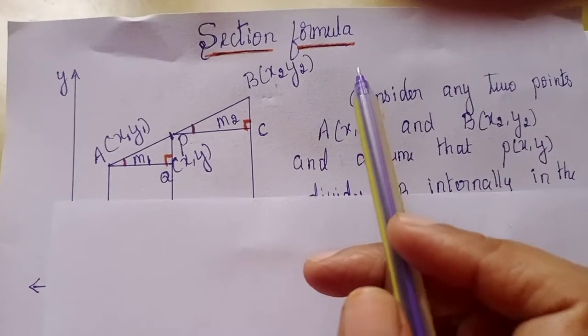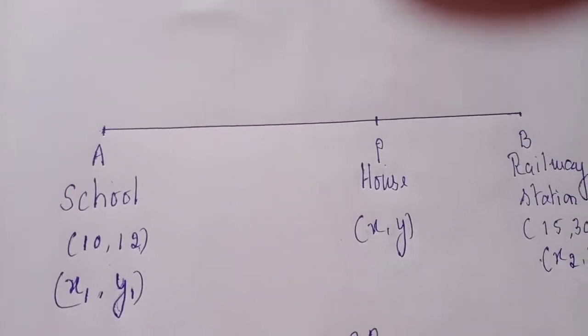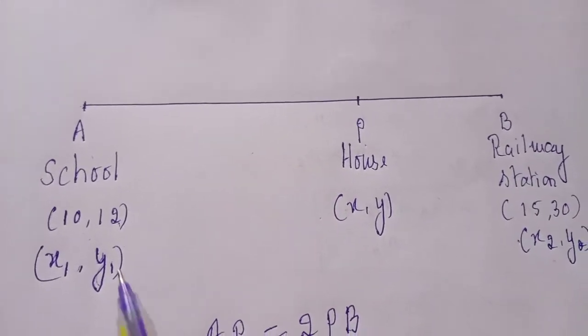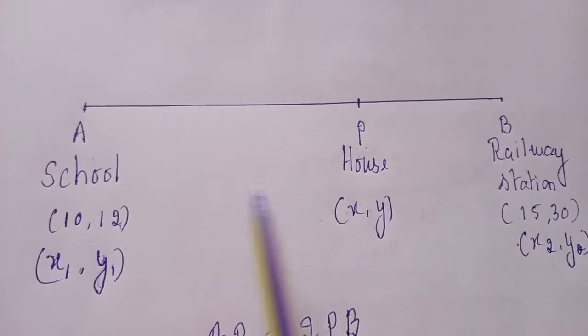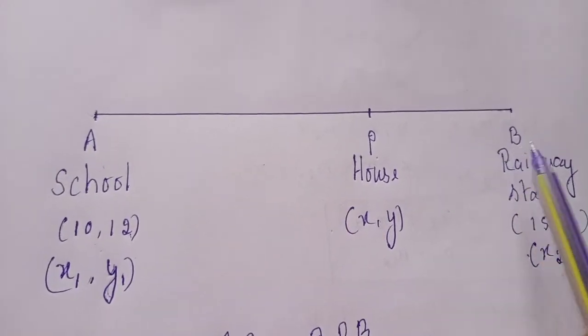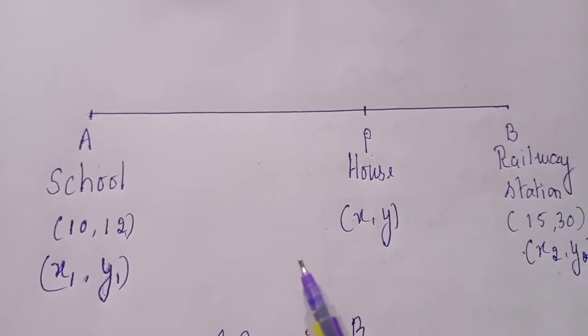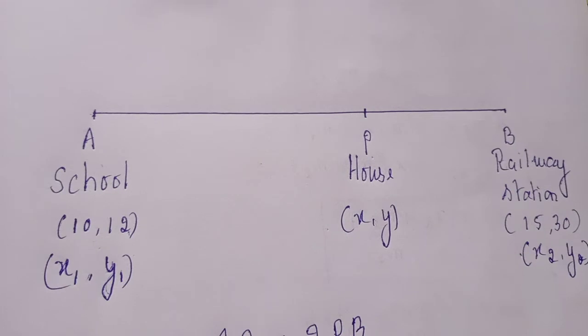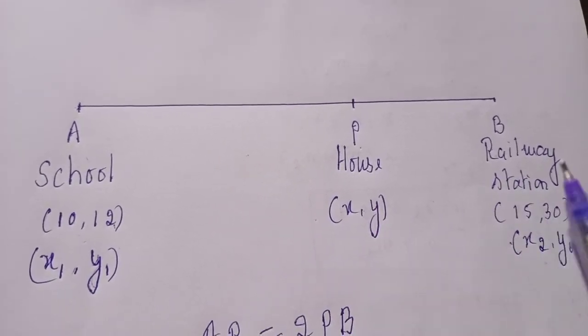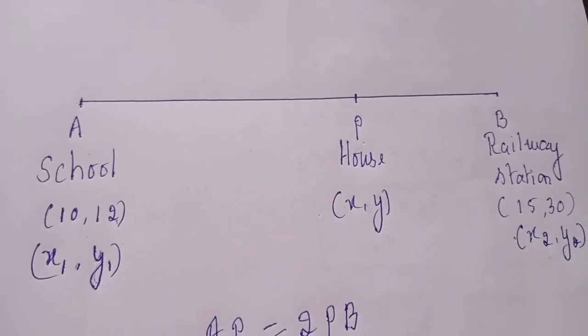Let me first explain what exactly the section formula means and why we use it, with one example. Here, let us consider a case where the school, your house and the railway station are on a straight path. Remember, whenever you use the section formula, the three locations should be on a straight path. It should be on a straight line. Then only you can use the section formula.